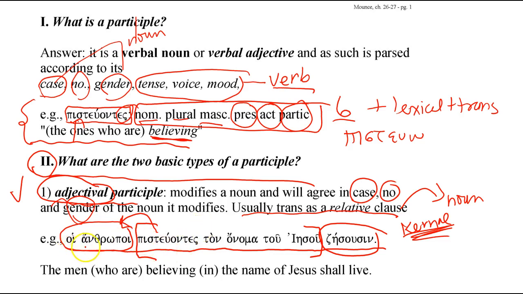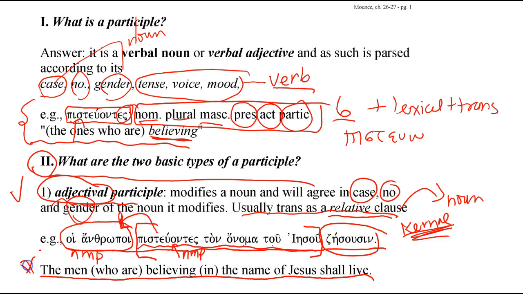But if anthropoi is nominative, masculine, plural, this form also is nominative, masculine, plural. It matches in case, number, and gender with anthropoi. And the way this is translated, roughly, is believing the name of Jesus. So pisteuontes to onoma tou Iesou is believing in the name of Jesus. But it's modifying anthropoi. And so the way we often translate adjectival participles, it's as a relative clause. So the men who are believing in the name of Jesus will or shall live.